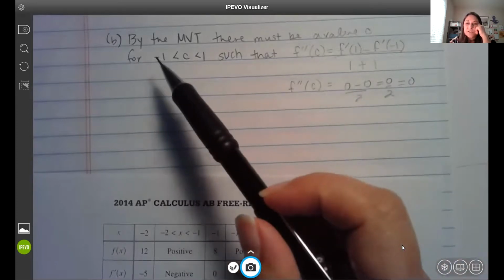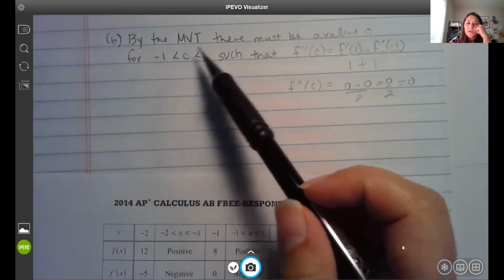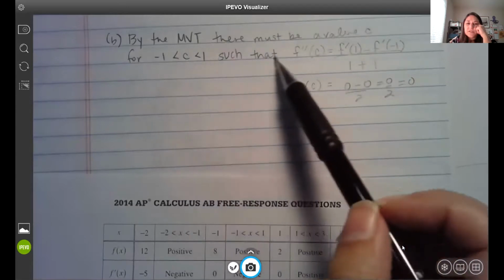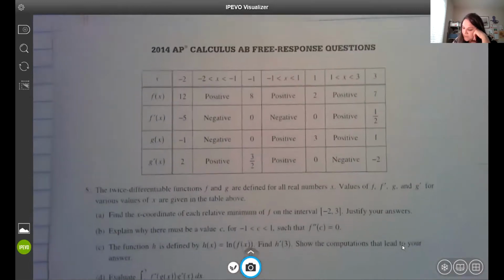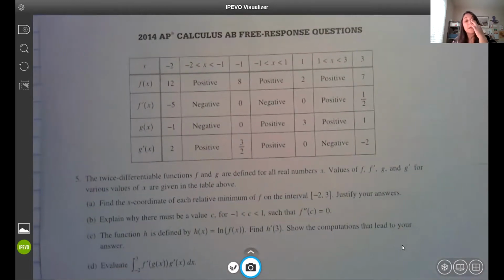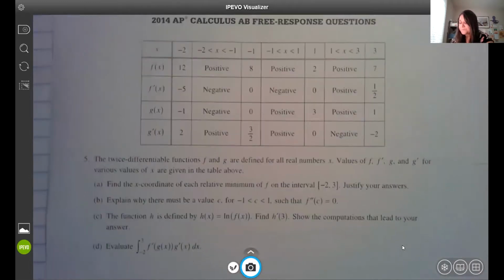Let me read it through to make sure I answer the question. But the mean value theorem, there must be a value C such that the derivative, good. So I think that is fine. That explains why there must be a C by the mean value theorem.